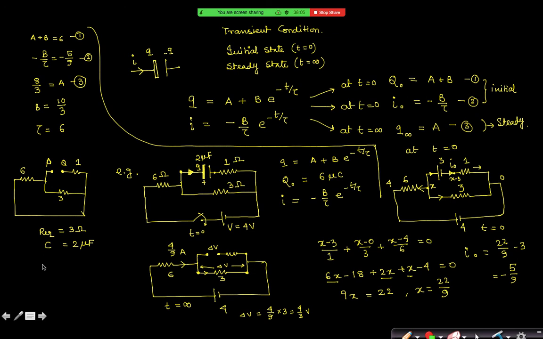And what is the value of capacitance? 2 microfarad. Do you remember the time constant tau is nothing but R into C? So what is R into C? Is it 6 microsecond? Yes. Look, the same thing I have got here. So if you know the value of tau, then you don't have to draw the infinity circuit, because now I know b by tau is equal to 5 by 9. I put the value of tau, I will find the value of b. I put the value of b, I will find the value of a.